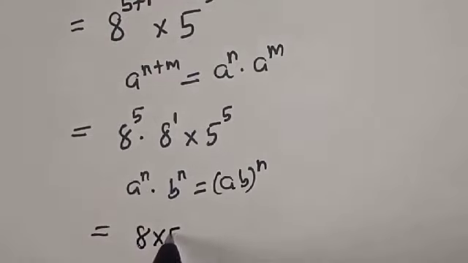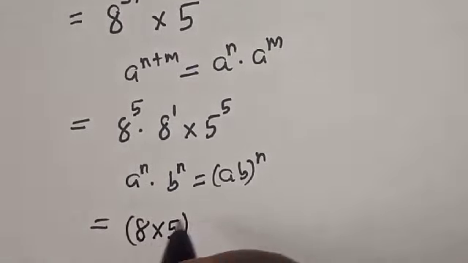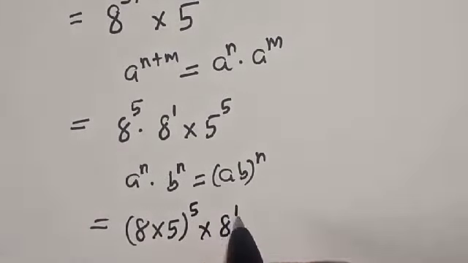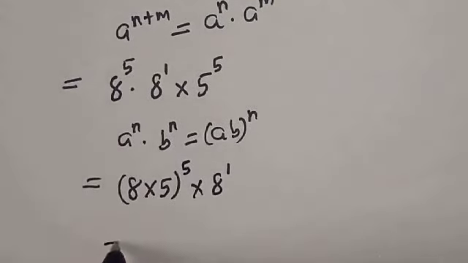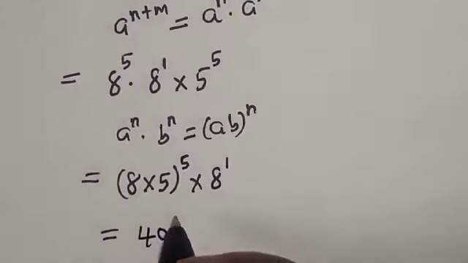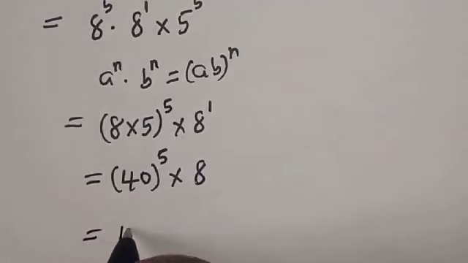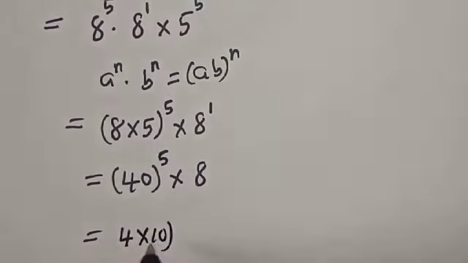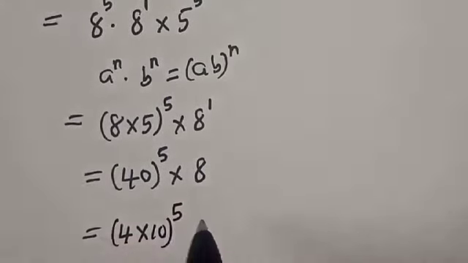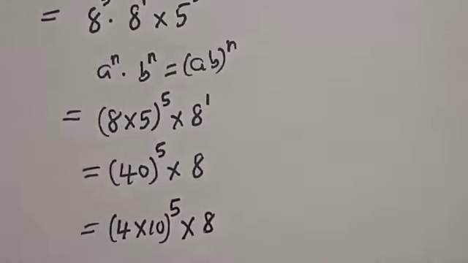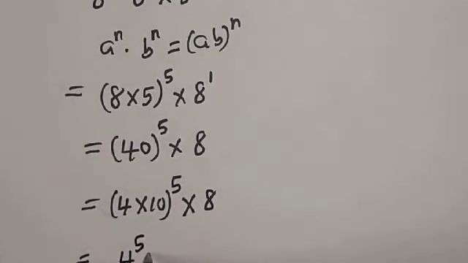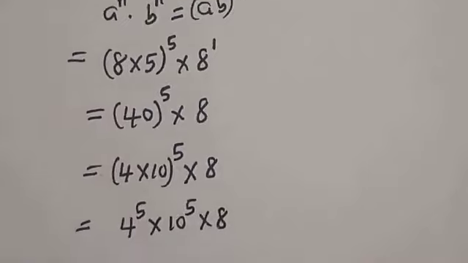8 multiplied by 5 to the power of 5, multiplied by 8 raised to power 1. Then 8 times 5, this is equal to 40 to the power of 5 multiplied by 8. 40 is also 4 times 10, raised to power 5 multiplied by 8. 4 raised to power 5 multiplied by 10 to the power of 5 multiplied by 8.